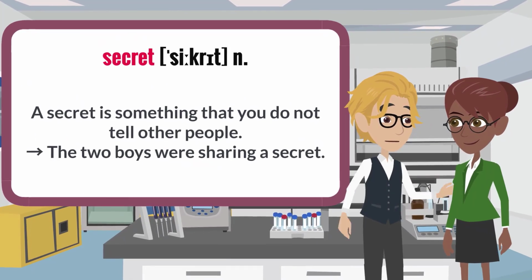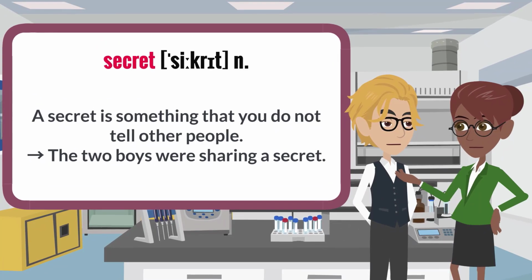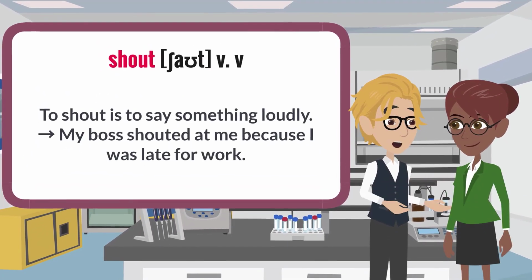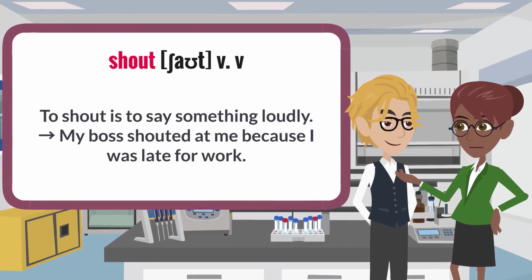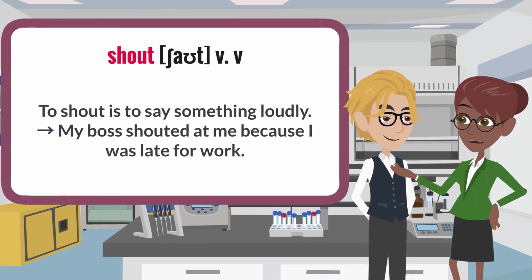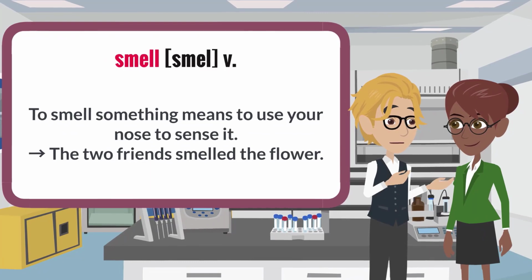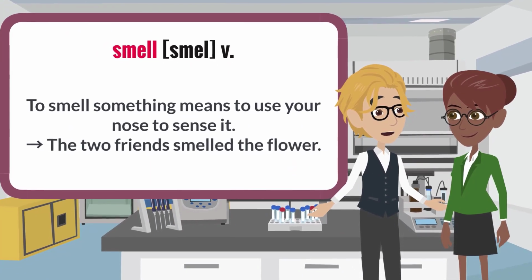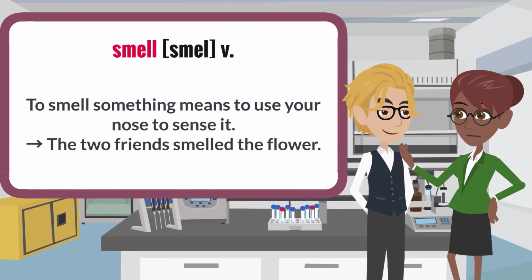Secret. A secret is something that you do not tell other people. The two boys were sharing a secret. Shout. To shout is to say something loudly. My boss shouted at me because I was late for work. Smell. To smell something means to use your nose to sense it. The two friends smelled the flower.